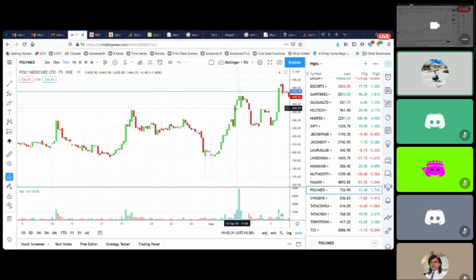This was also a one day trade only. It hit the target the next day itself. So another 8% booking right here at the high.